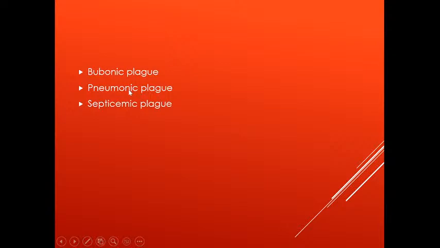Basically, you're vomiting, or you're suffering from hemoptysis. Okay, you're coughing up blood. Septicemic plague is, of course, basically the last stage of you suffering from plague. Okay, so overall it affects multiple organs in the body.